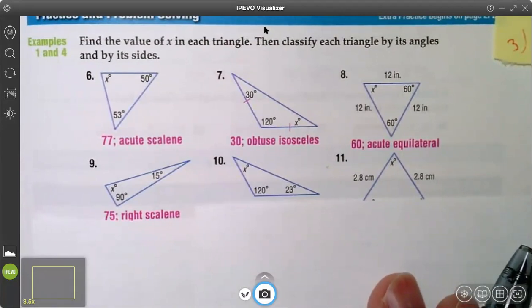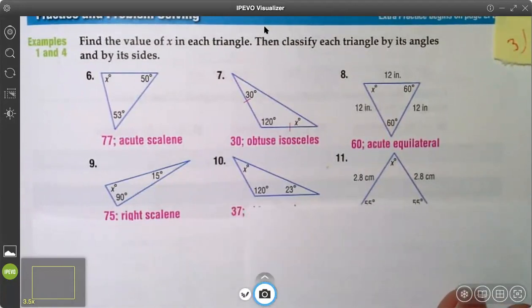On number 10, 180 minus 120 minus 23 equals 37. You have an obtuse angle, so it's an obtuse triangle. All angles are different, so all sides are different. You have an obtuse scalene triangle. Try number 11.